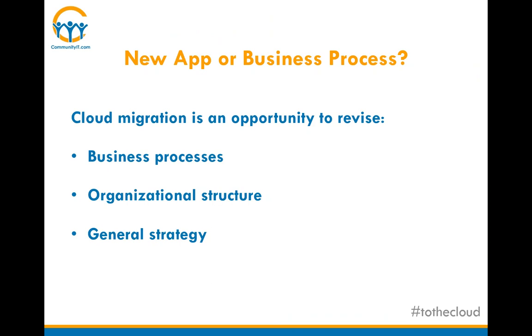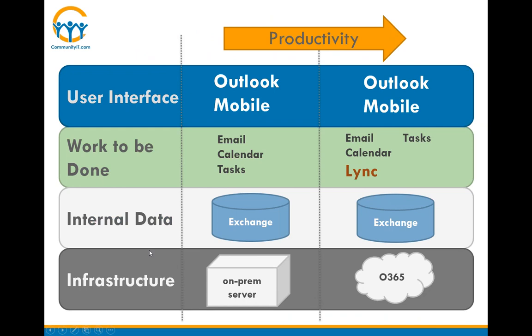And if you just look at, well, I want to take my on-premise Exchange database and move it to Office 365, you're missing an opportunity to revise how your organization works. So cloud migration is really an opportunity to look at your business process. That was the work to be done row in that diagram. It's a good opportunity to look at your organizational structure and your overall strategy for how you function as a business. So we've got a couple of examples here that highlight this in greater detail.